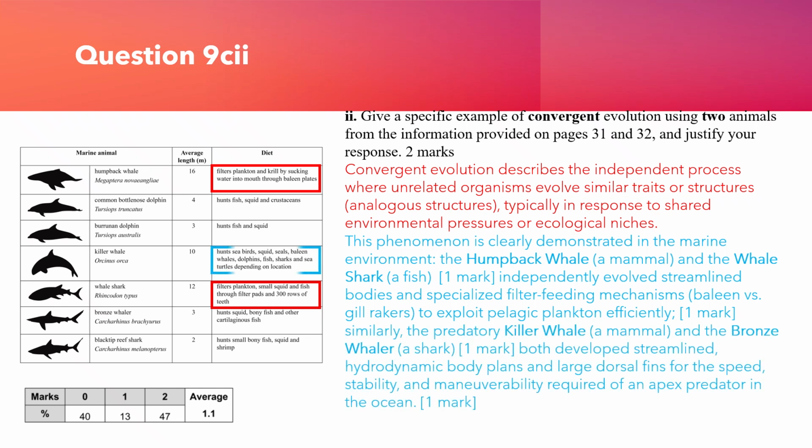Similarly, the predatory killer whale, a mammal, and the bronze whaler, a shark, both developed streamlined, hydrodynamic body plans and large dorsal fins for the speed, stability, and maneuverability required of an apex predator.